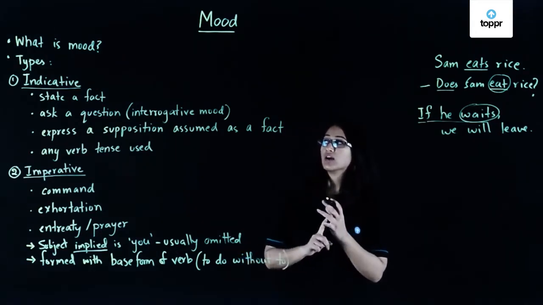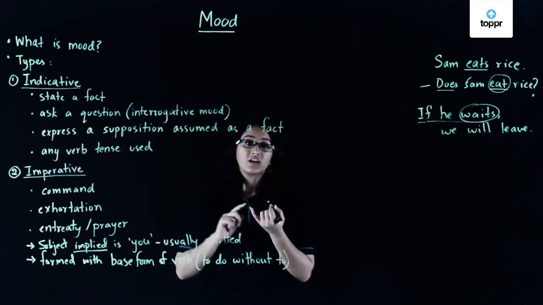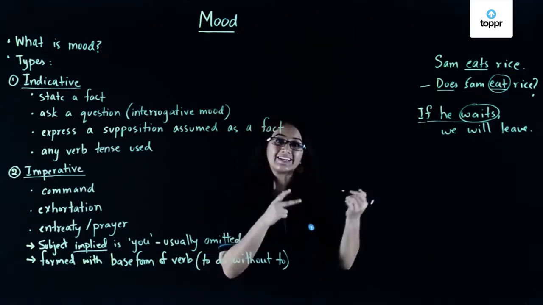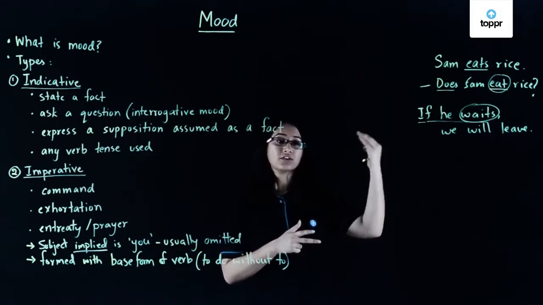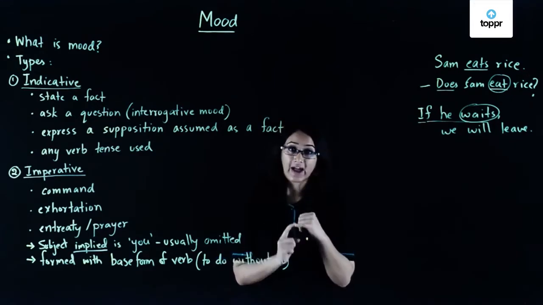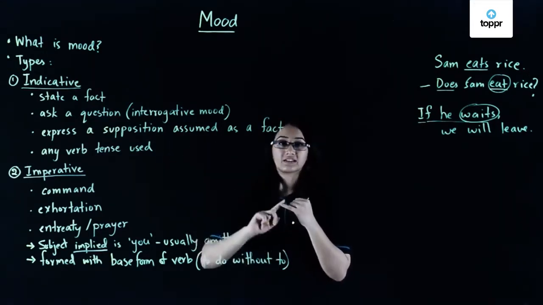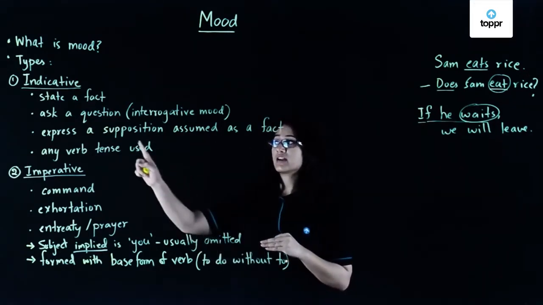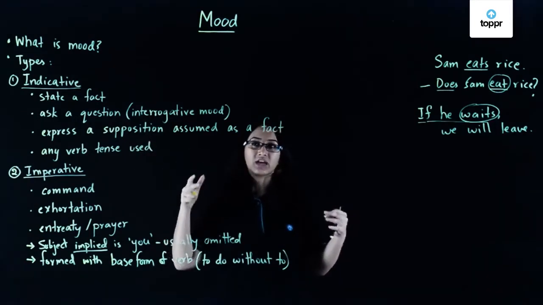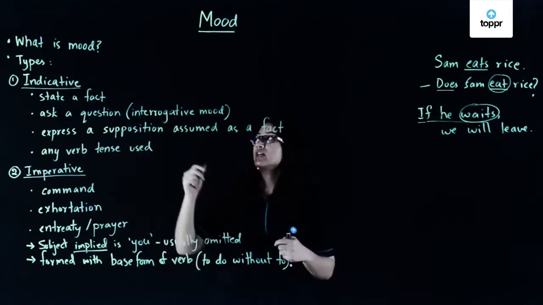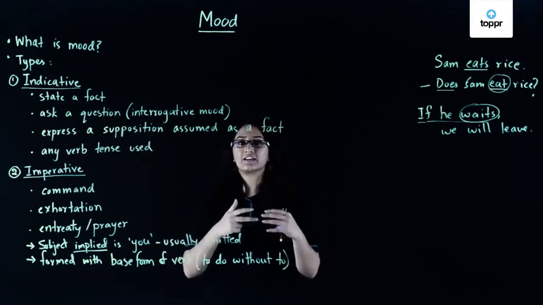Now we have to know that in the indicative mood, the verb can take any tense form. So whenever you see sentences that state a fact, or whether they ask a question, or when they're expressing something assumed as a fact, then we know that those verbs are in the indicative mood.